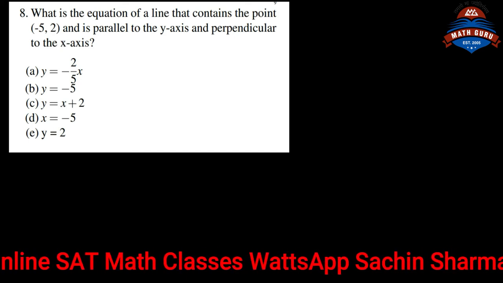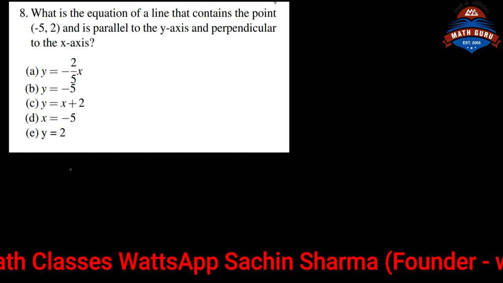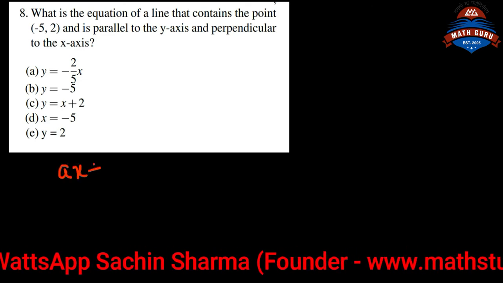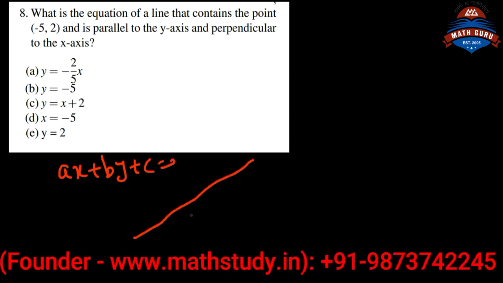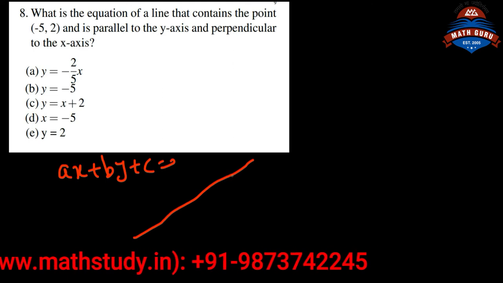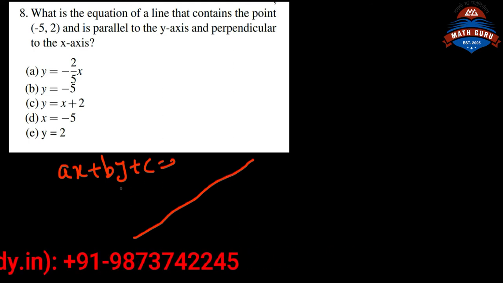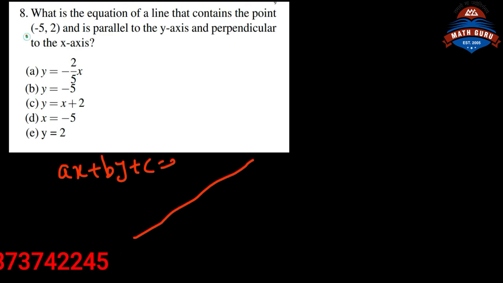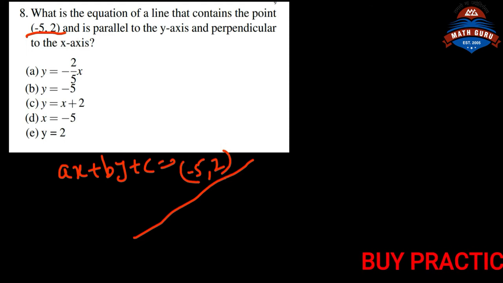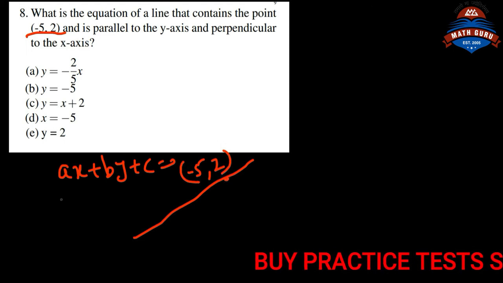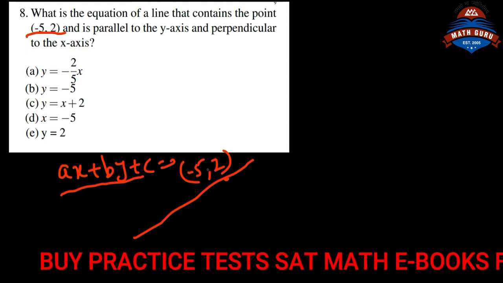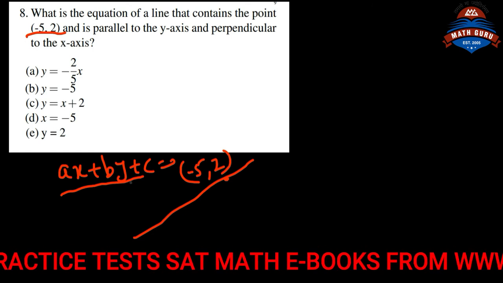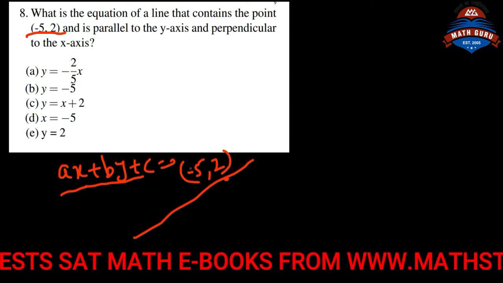So what does it mean here? That means if we have any standard equation of a line, ax plus by plus c equals 0, or let us assume this is the line, then this x and y point, that means minus 5 comma 2, will always lie on this line, and the equation of this line should satisfy this point. Basically these coordinates will satisfy the x and y coordinate of this particular line.